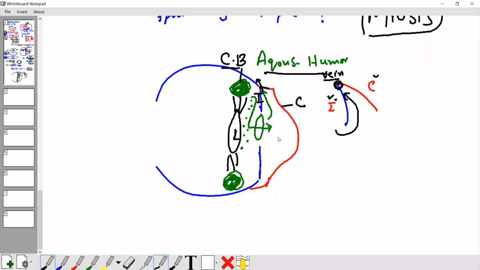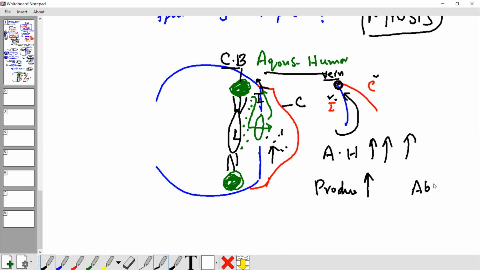So if this angle closes and something happens to the absorption of liquid, this free fluid becomes very high. Aqueous humor increases. Or if you produce too much, production increases and absorption decreases. Too much production is done by the ciliary body, and absorption at the angle. Which angle?